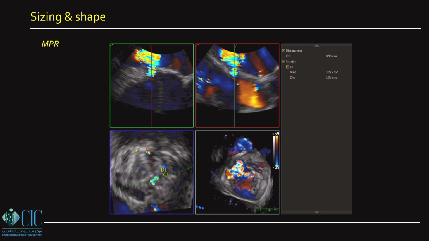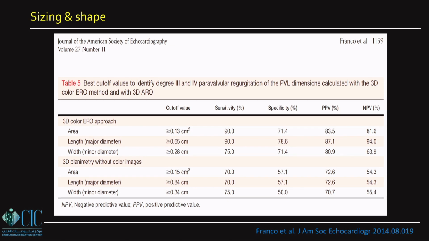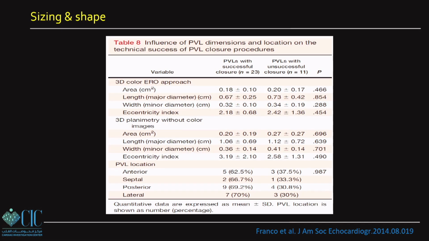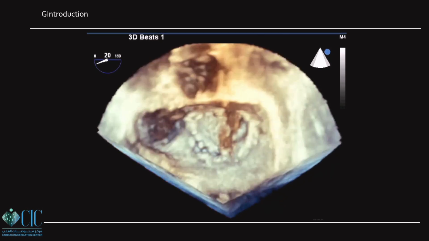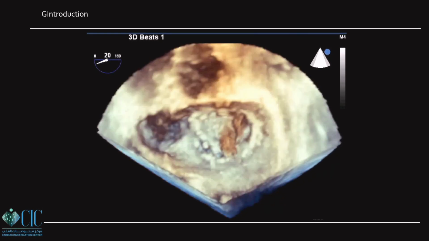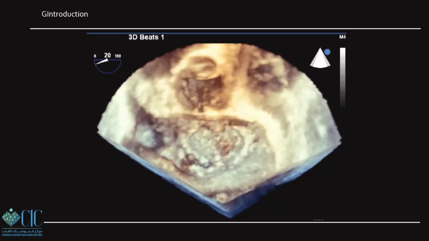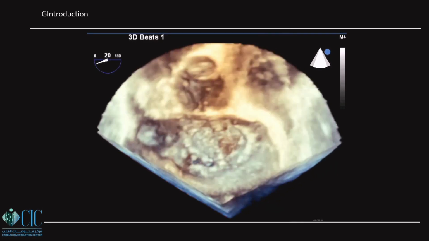The same we can do with the 3D with color, like what we did in the vena contracta area, to measure the area of the defect. And we have the opportunity to grade the severity of mitral paravalvular leak using these numbers, 0.13 and 0.65 as a length, and you have with and without color. These are different shapes of defects. I'm not cheating you anymore, believe me. Here, this defect is from 6 to 7 or 7:30, we can say.